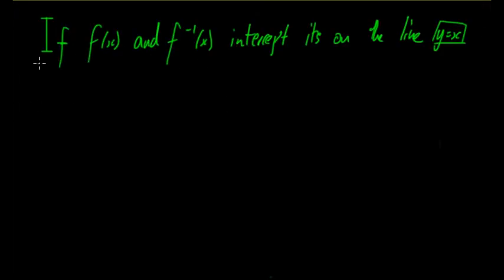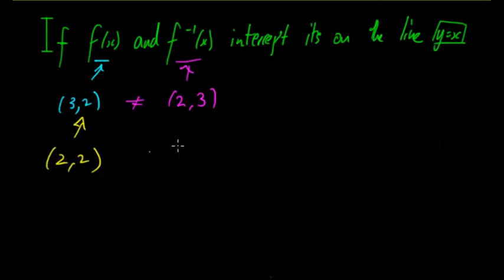Now, when you're trying to find the intercept of a function and its inverse, and when you're graphing it, it's useful to know that if f(x) and its inverse intercept, it's always on the line y = x. Why is that the case? Let's say f(x) contains the point (3, 2), then f^-1(x) contains (2, 3). Obviously these aren't the same. But if f(x) contains (2, 2), swap x and y, the inverse also contains (2, 2). So they both go through the point (2, 2), and they'll intercept at that point.